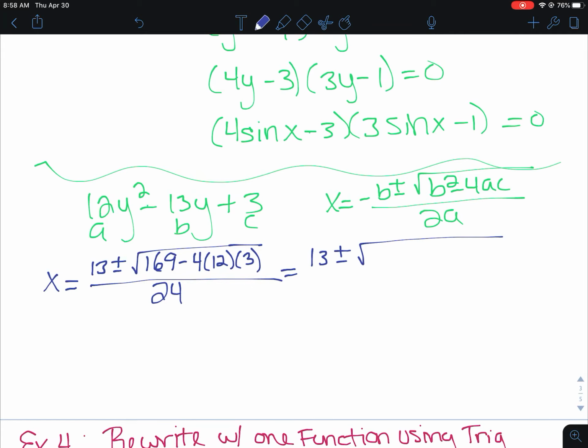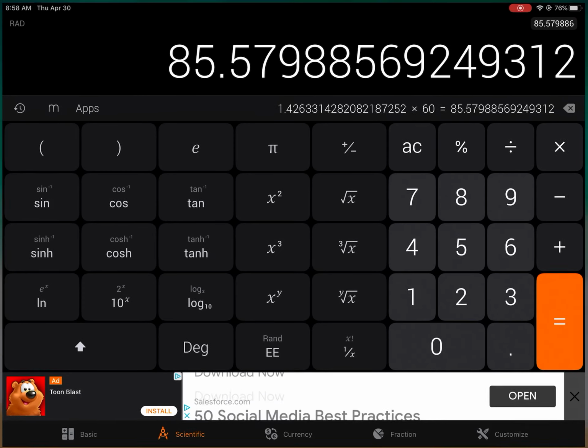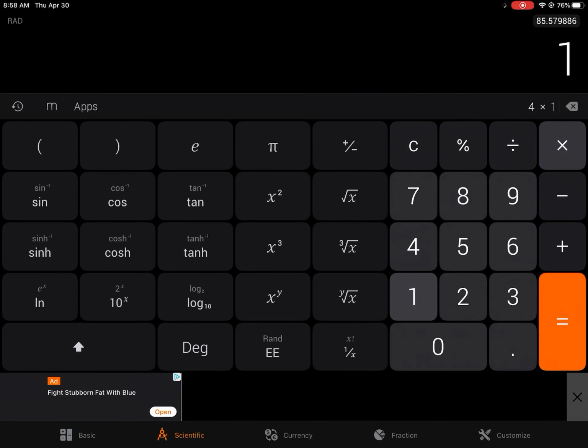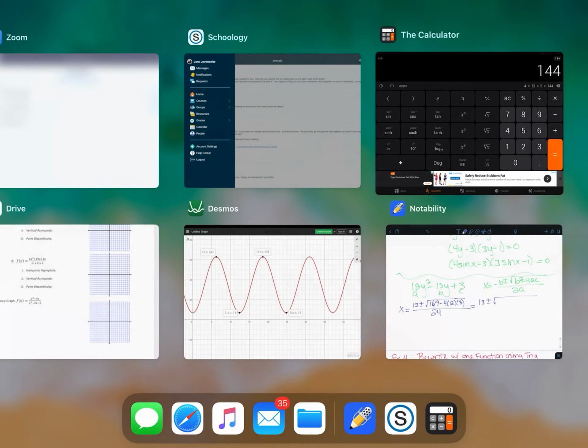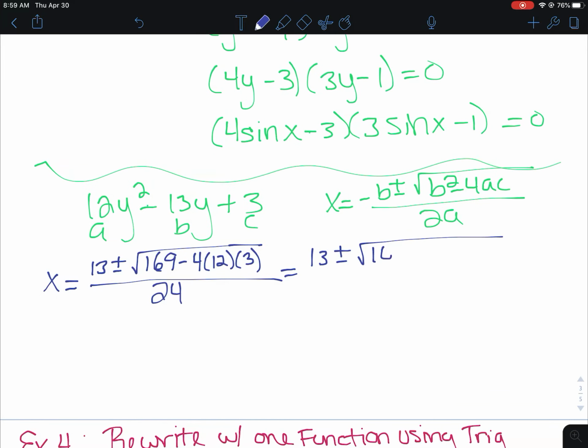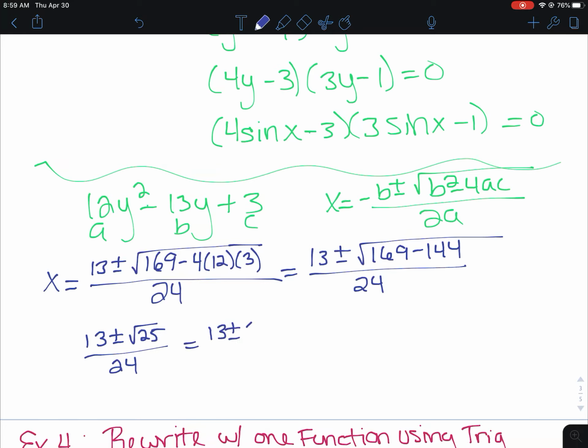So 13 plus or minus the square root of, let's see, 4 times 12 times 3, it's too early in the morning for me to do that. 144. So 169 minus 144, all over 24. This should give me 25. So we get 13 plus or minus the square root of 25 over 24, which is 13 plus or minus 5 over 24. So 13 plus 5 divided by 24, and 13 minus 5 divided by 24.